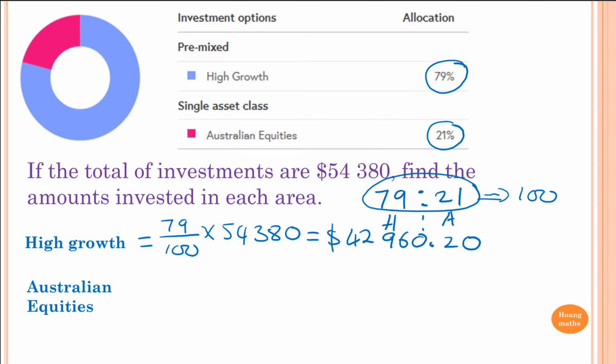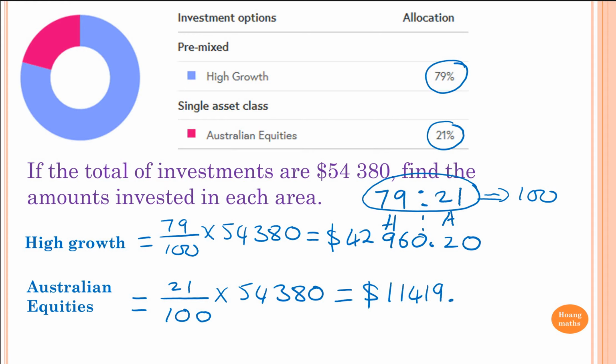For Australian equities, so 21 out of 100 parts, of course, you times by $54,380, which gives me $11,419.80.